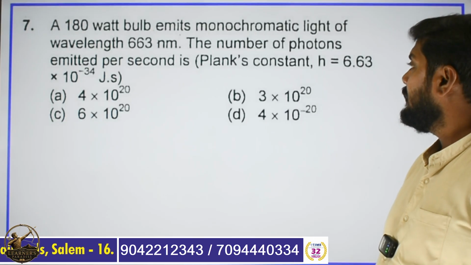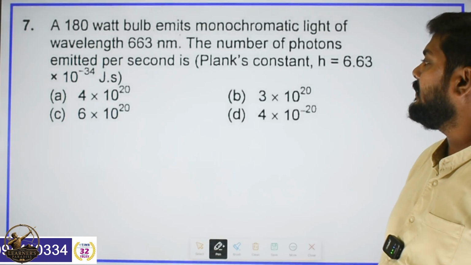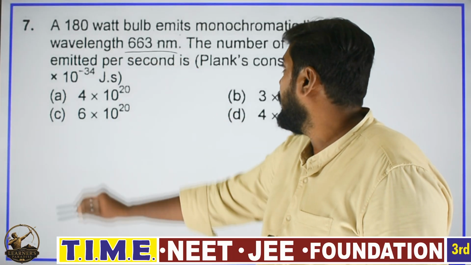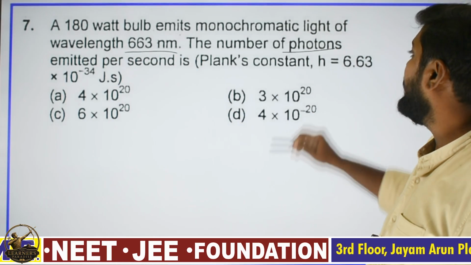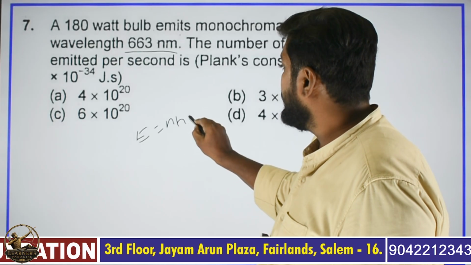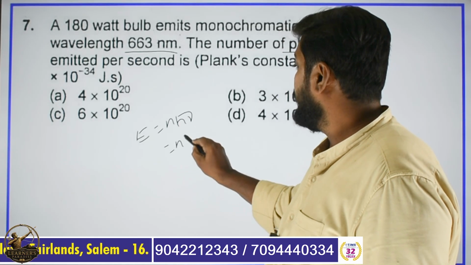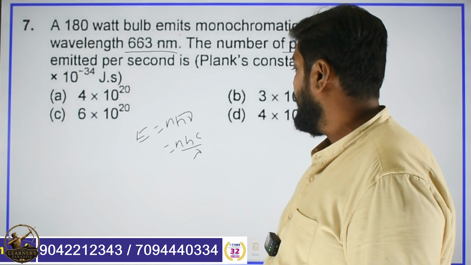See, in this question, a 180 watt bulb emits monochromatic light of wavelength 663 nanometer. Okay, they are asking the number of photons emitted. That is E, which is equal to N h nu, but you are given lambda, so what will come? N h c by lambda.